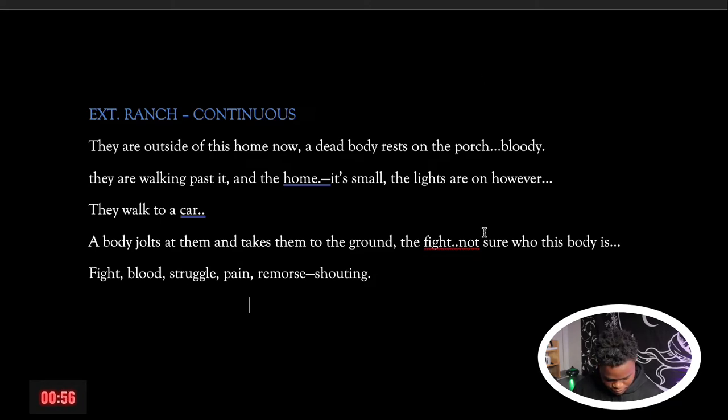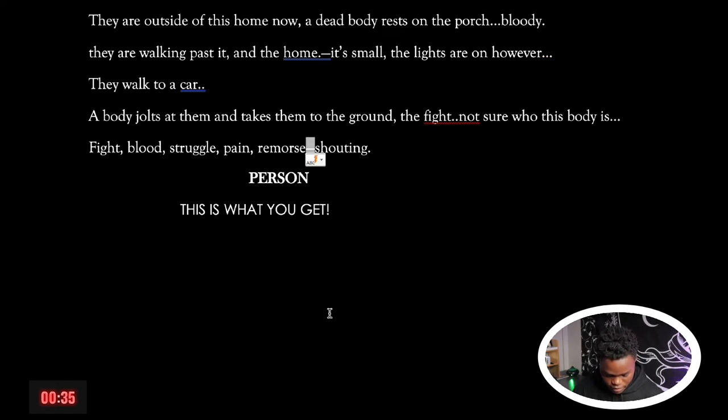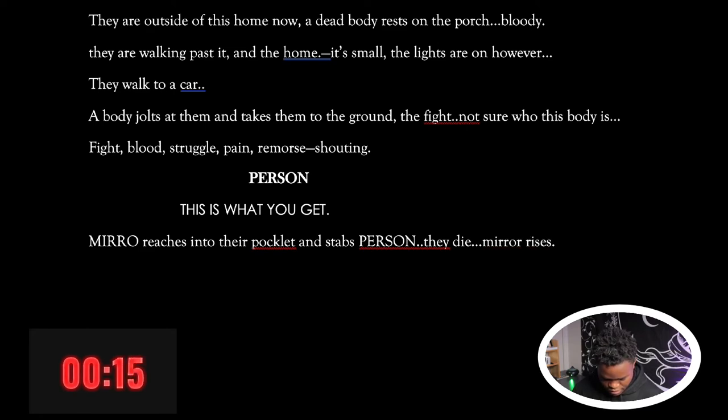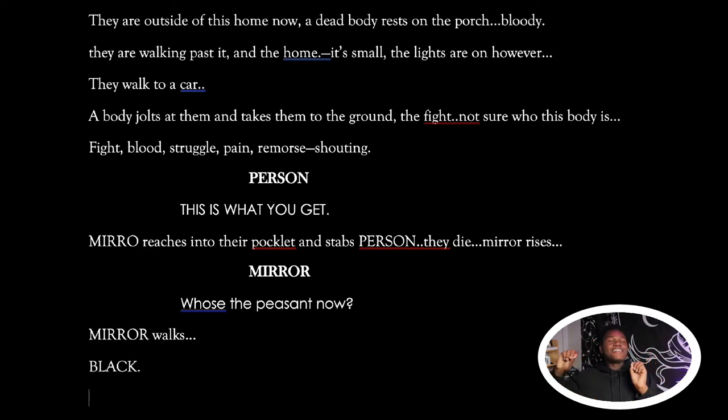Where's it at? We're gonna call them person. This is what you get. We're gonna call them mirror. Actually, they don't speak. Mirror reaches into their pocket and stabs. I'm gonna go with that.